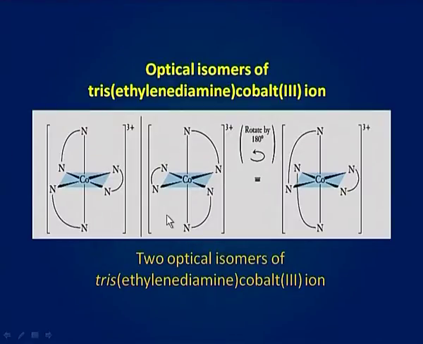Here you can see this type of octahedral complex in which 3 symmetrical bidentate ligands are attached. The complex is tris(ethylenediamine)cobalt(III) ion. Here is the original molecule and this is the mirror image. If you rotate the mirror image of this complex by 180 degrees, you will get this type of figure. This is not superimposable on the original image. Hence, this type of complex is always optically active.